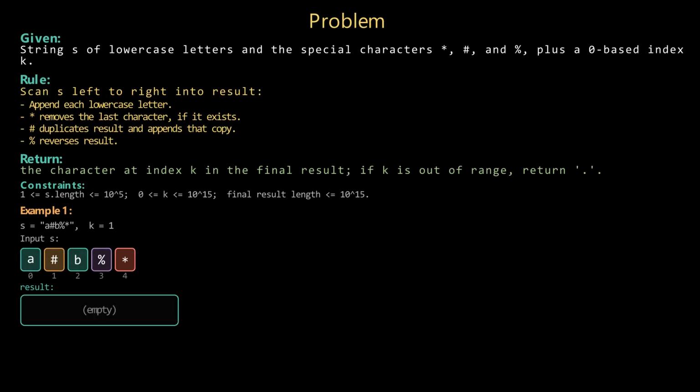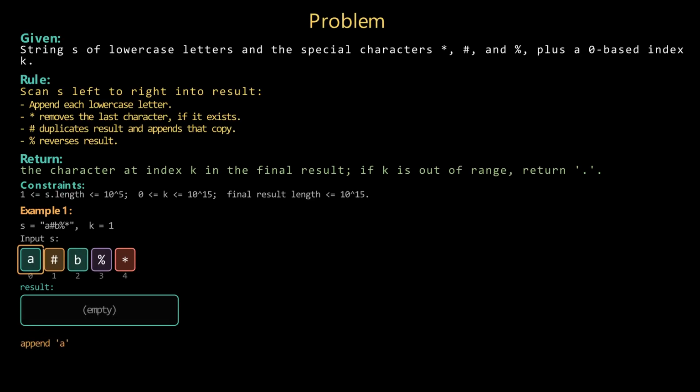You are given string s with lowercase letters and 3 special symbols, plus a 0-based index k. Build the result by scanning s from left to right: letters append, star deletes the last character if any, hash duplicates the whole result onto itself, and percent reverses it. Return the character at index k in the final result, or a dot if k is out of range.